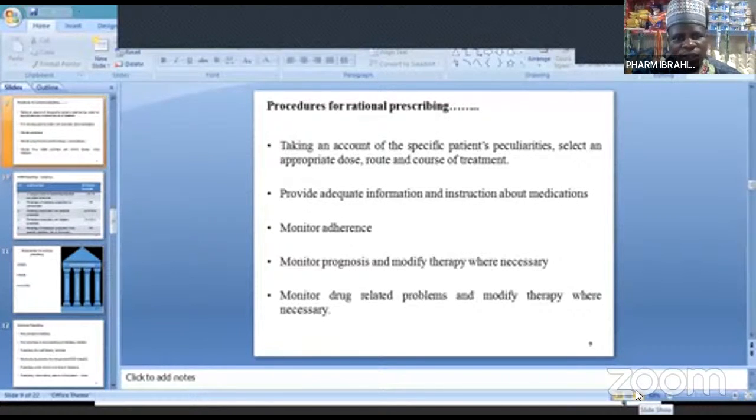Then for pharmacists to provide all these roles, you need to be a lifetime learner, because ensuring rational medicine use cannot be learned in a single lecture. It requires a repeated effort to understand the whole principle.